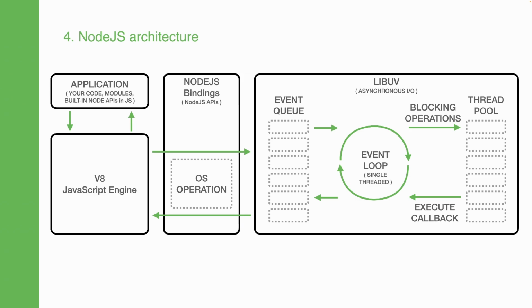So here are a few key components of Node's architecture. The application and modules. This is where all the JavaScript code lives. Your application code, Node.js core modules, any npm installed modules, and the ones you write yourself. This is the part you'll spend most of your time working on.